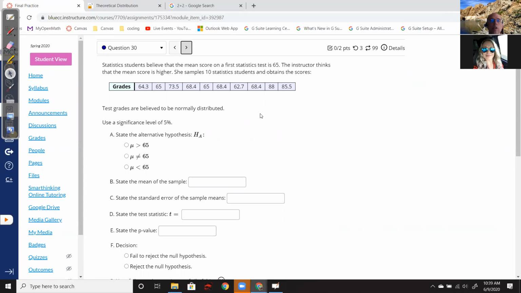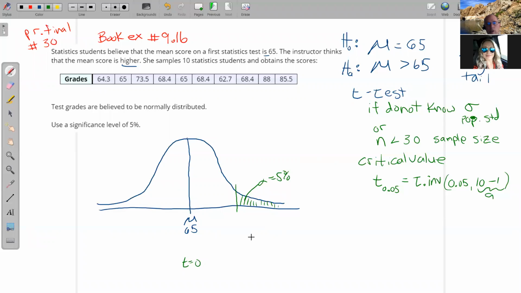Okay, back to this one here. In a minute, I'm going to need this data in my spreadsheet. So I'm going to copy that. We'll get the spreadsheet out in a sec. And I'm just going to label that this right here is t equals 1.833.